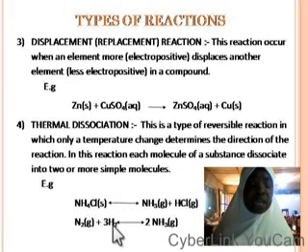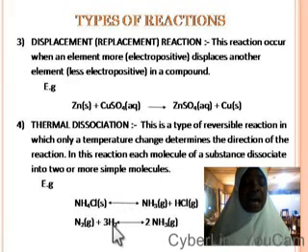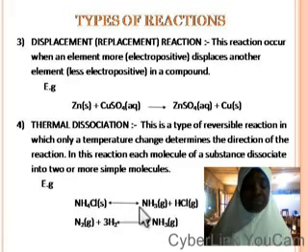Another example is that of the reaction between nitrogen and then hydrogen to give us ammonia. It is also a reversible reaction where only temperature and pressure determines the direction of this reaction.